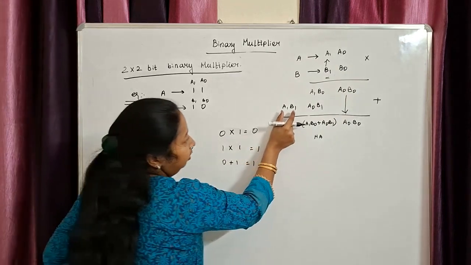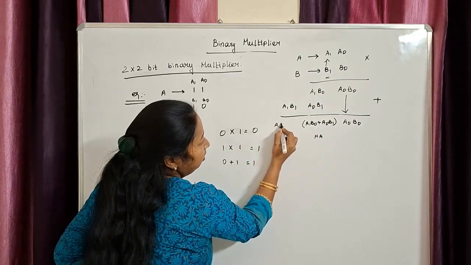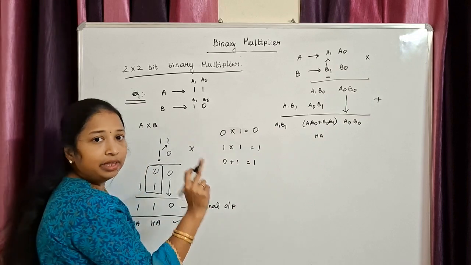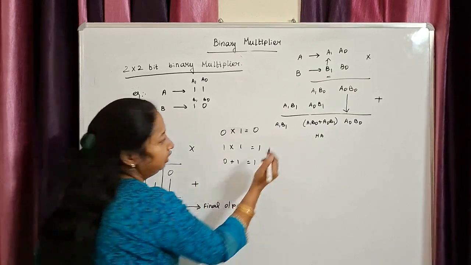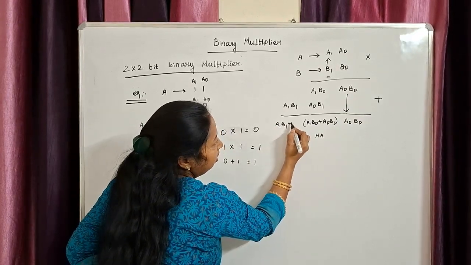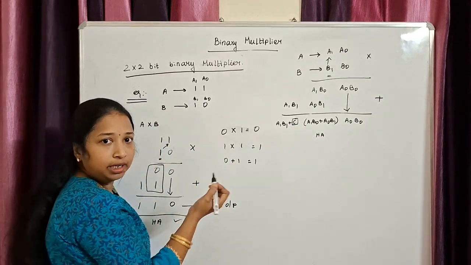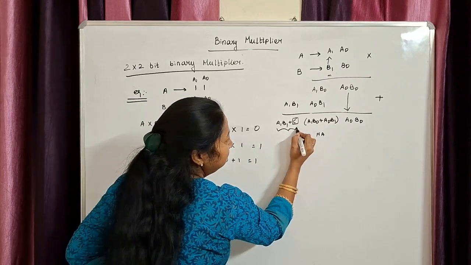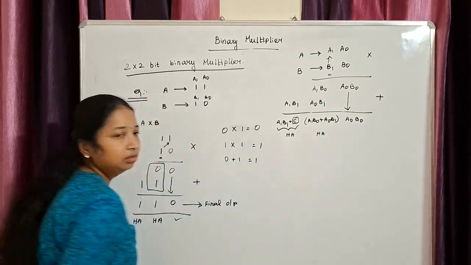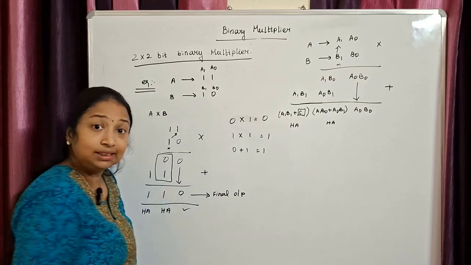Right? Now, here it is A1, B1. If there is a carry, we have to consider that as well. So, in case there is a carry, then we have to consider the carry part as well. So, accordingly, we have to do the design. So, for this again, we'll be requiring a half adder. Understood? Now, let's do the designing part.